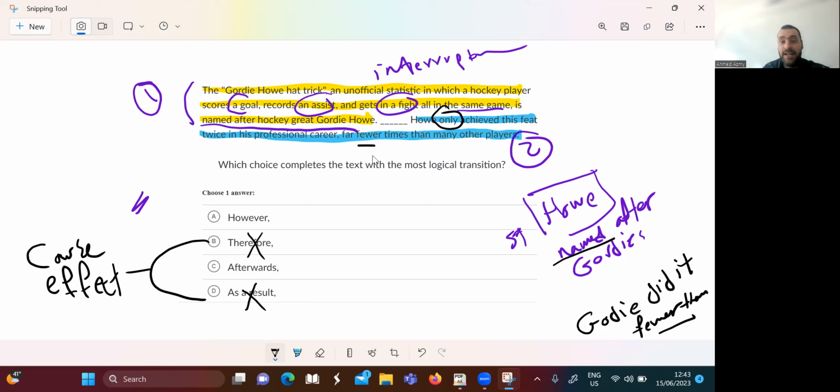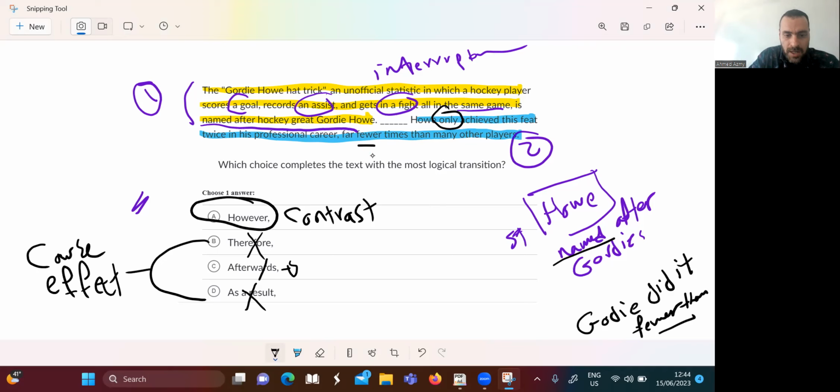It seems that yes, that's a contrast relationship. So if I'm going to read it, it was named after Gordie. However, he did it fewer times than any other player. That's a contrast relationship. Now, what about afterwards? Afterwards shows time and sequence, the chronological order. That's why it doesn't work. No order here. That's a contrast relationship. I will go with however.